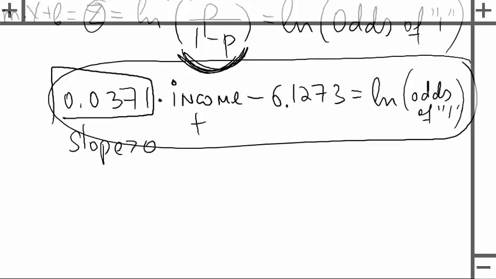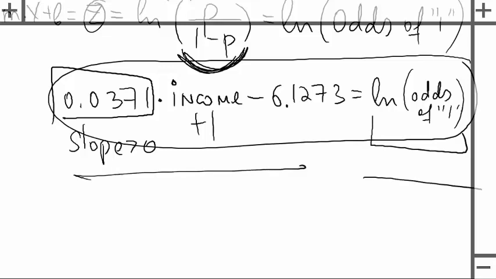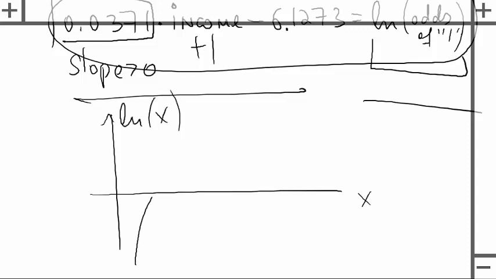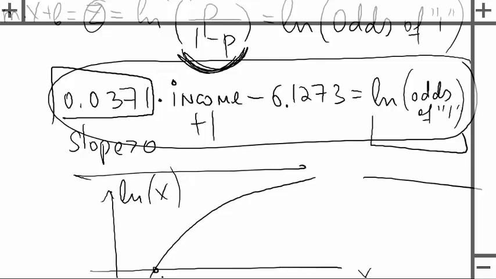When the income becomes income plus 1, what happens to the left side? When the slope is positive, it gets bigger. Therefore, the right side should get bigger as well. Income goes up, left side gets bigger, right side should get bigger. And here is the function ln. In case you don't remember, it's from Math 135. This is x, this is ln of x. This is what the function looks like. It goes through the point 1, 0, so it's an increasing function. So if my ln is getting bigger, that means that the odds are also getting bigger.